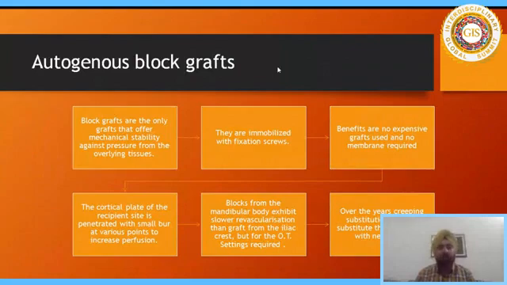The cortical plate of the recipient site is penetrated with a small burr at various points so that the blood supply is increased and the marrow space is opened. Blocks from the mandibular body exhibit slower revascularization than those from the iliac crest, but these are still preferred because you'll need an OT setting for the iliac crest. Over the years, creeping substitution helps to substitute the block graft with new bone.